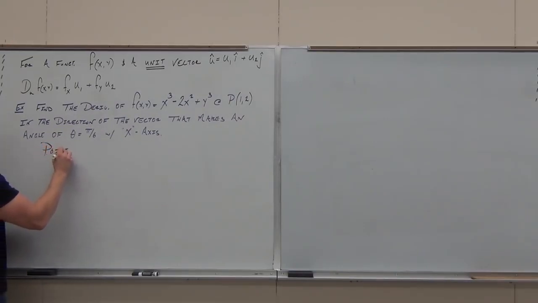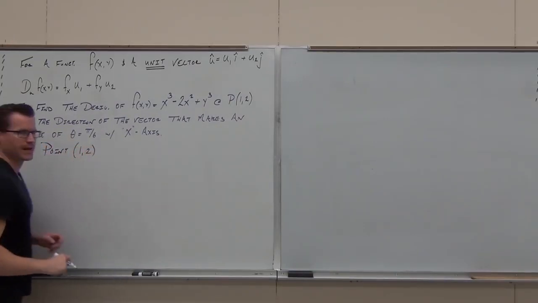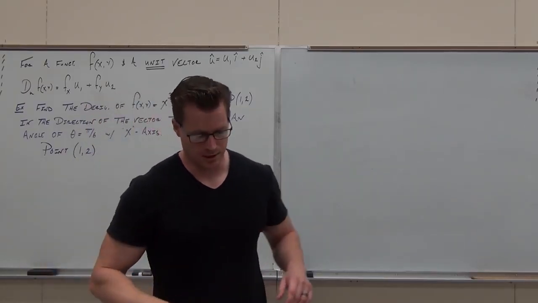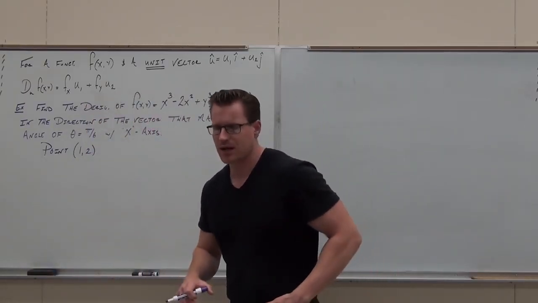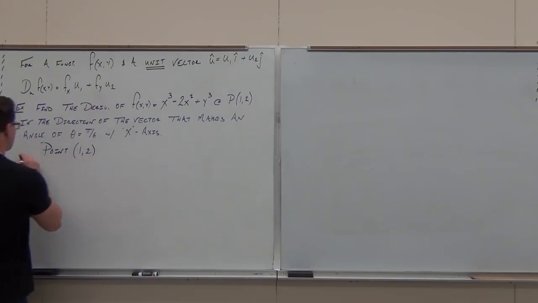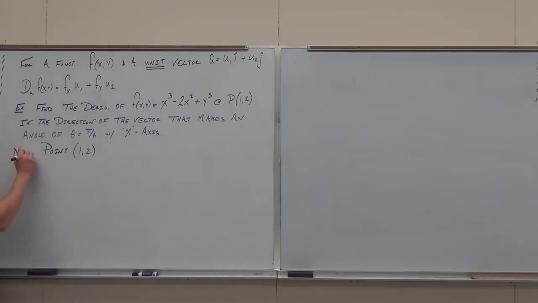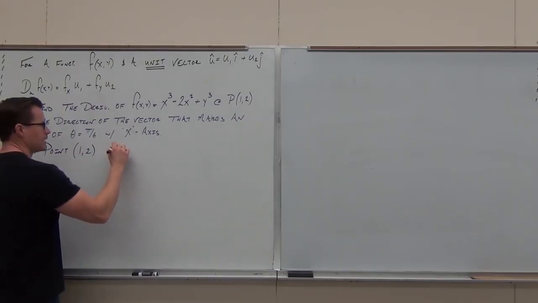So our point is 1, 2. That's an x value, y value we'll be able to plug in. That's what we want first. Next, we got to find u. So the two things we need: a point, got it, and a unit vector.